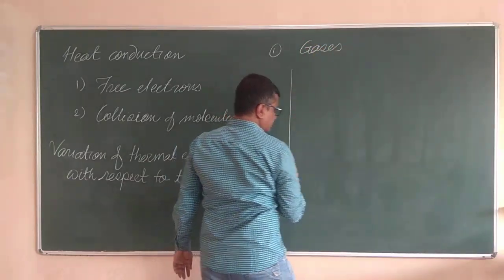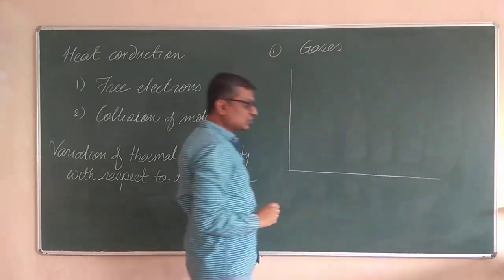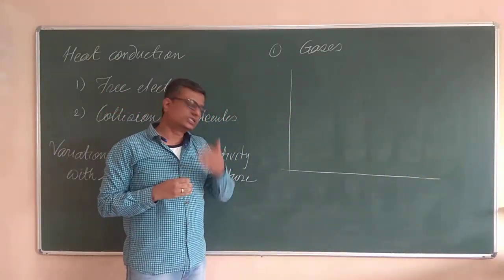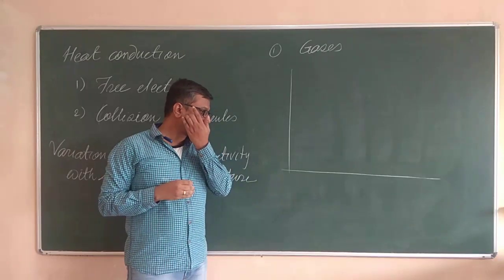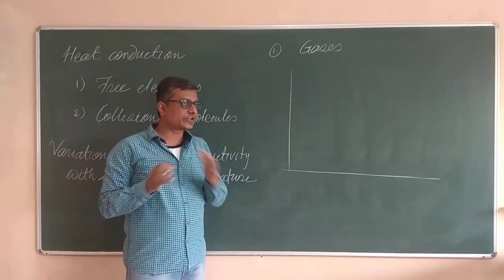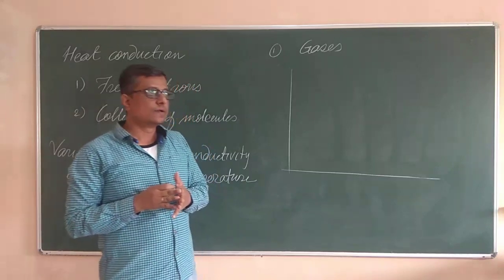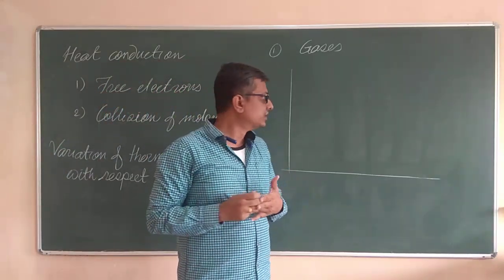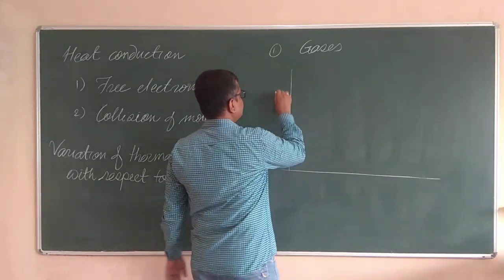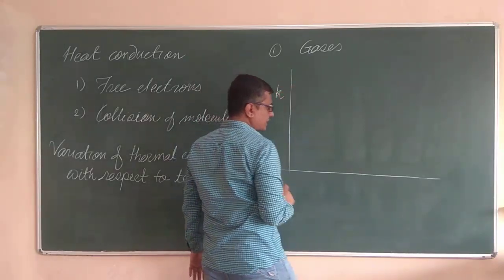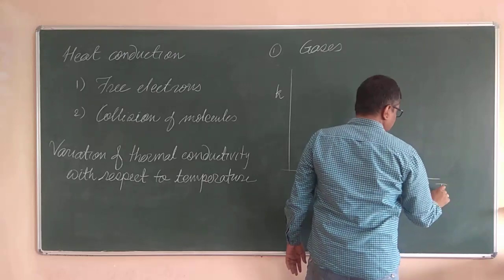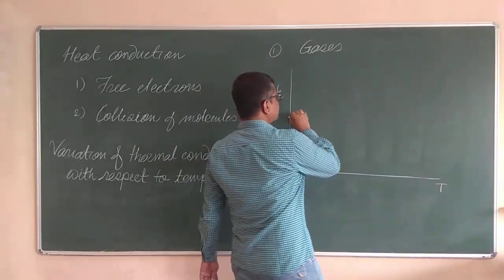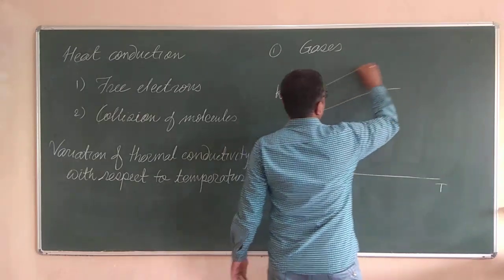In case of gases, how does the heat conduction happen? Actually there is no conduction, it will be better to say it has heat transfer only, since in case of gases the heat transfer takes place due to conduction as well as by convection. So for gases, if I plot the variation of thermal conductivity K with respect to temperature T, then it is found that most of the gases behave like this.